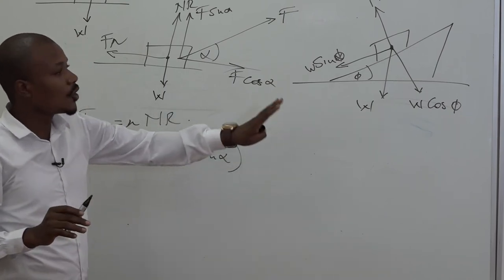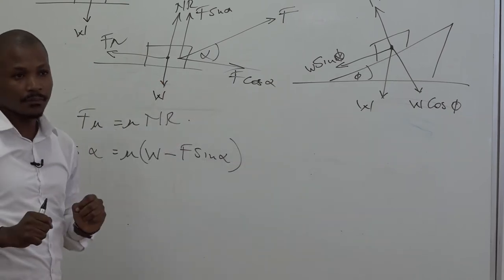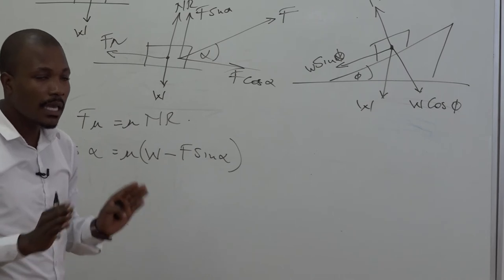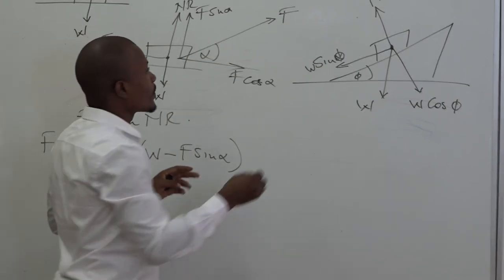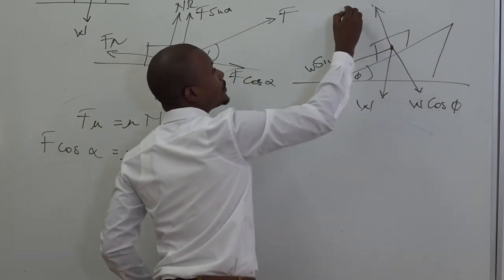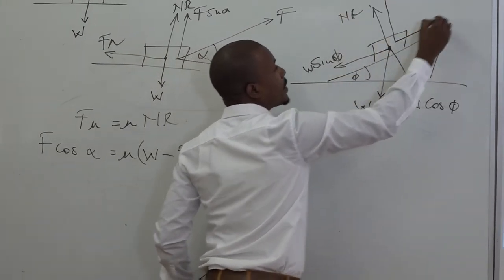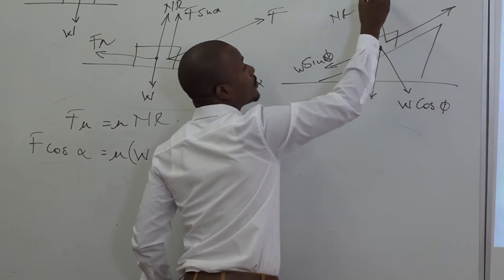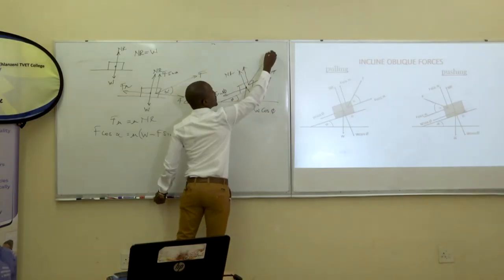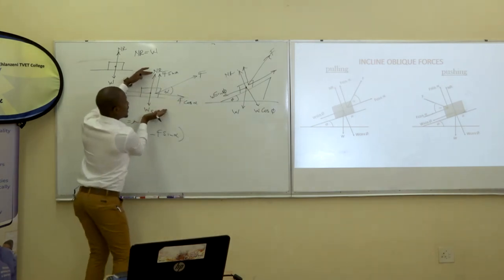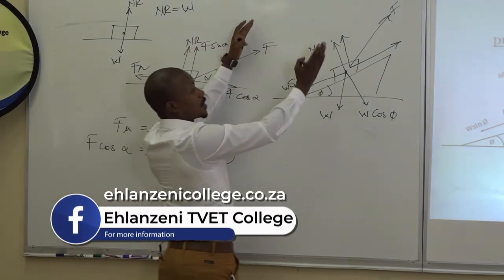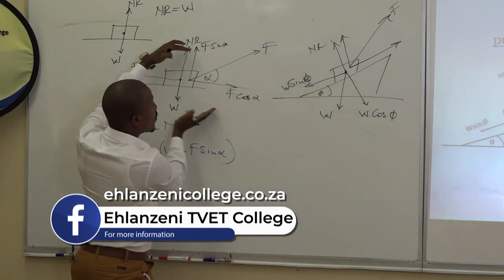Now, you are pulling this object. Instead of this object just sliding down, in this case, you are pulling it up. You are pulling the object up. This is F pulling. See, we just took this and we transposed it like that. It's more or less the same.